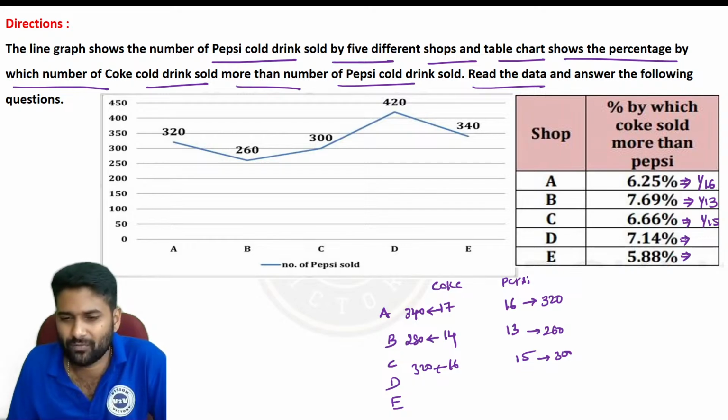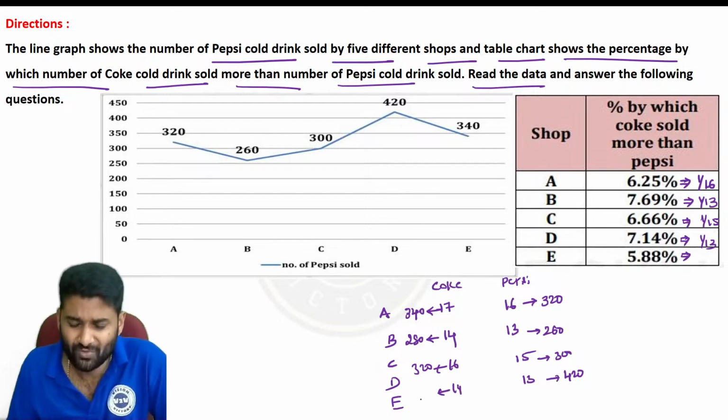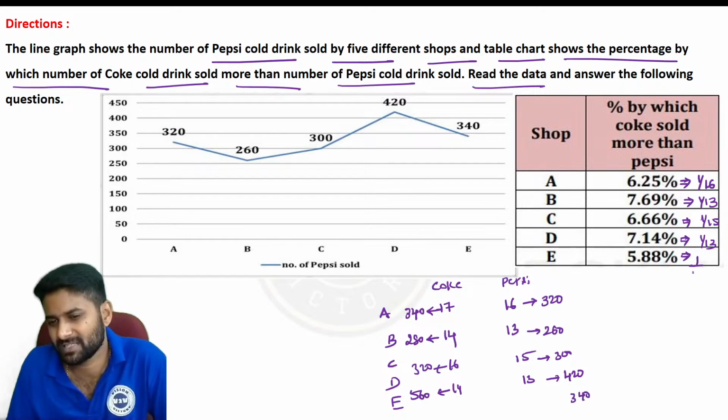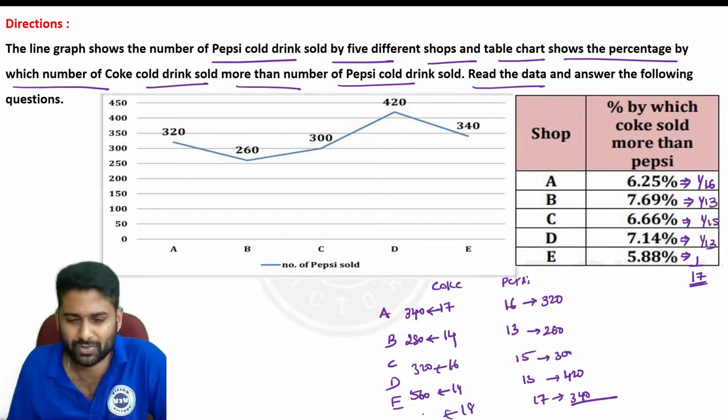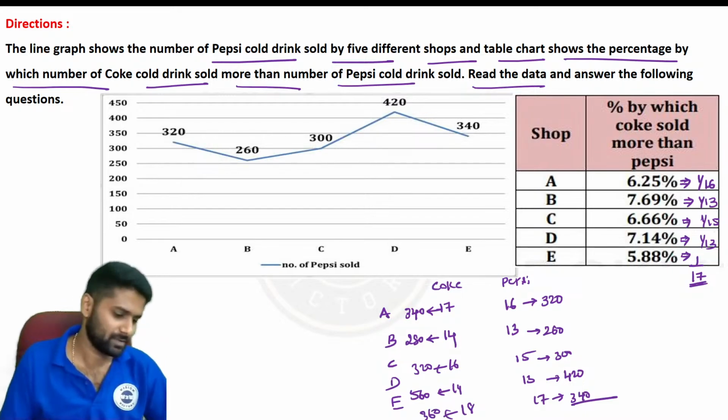Next, 7.17 percentage. Total value is equal to 420, and it's a fraction of 1 by 13. If 13 becomes 420, definitely 14 becomes, you should multiply with 4 times, 560. Now finally, it's a value of 340, and 5.88 percentage means it's a fraction of 1 by 17. 17 units is 340, then 18 units is multiplied with 2, 360.